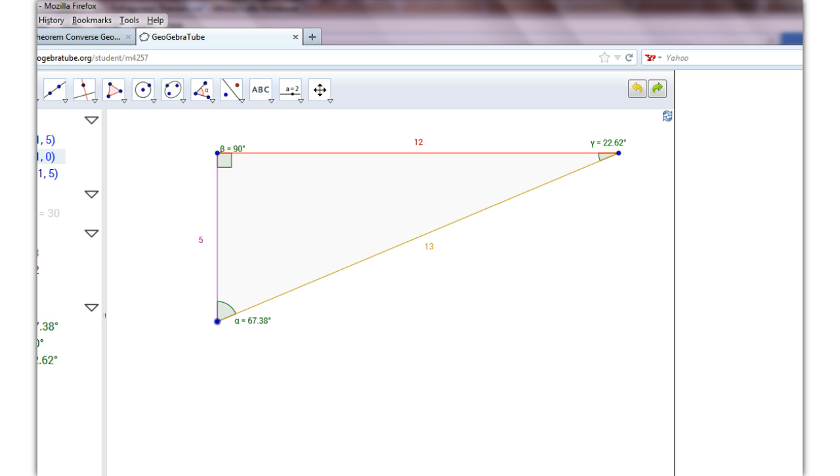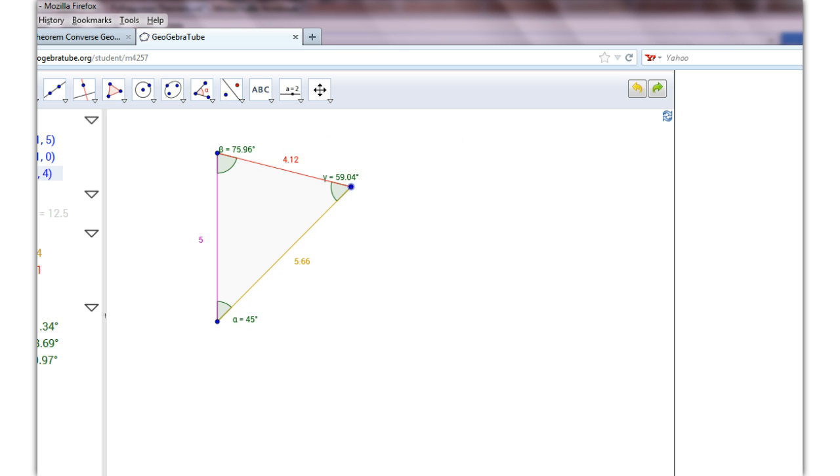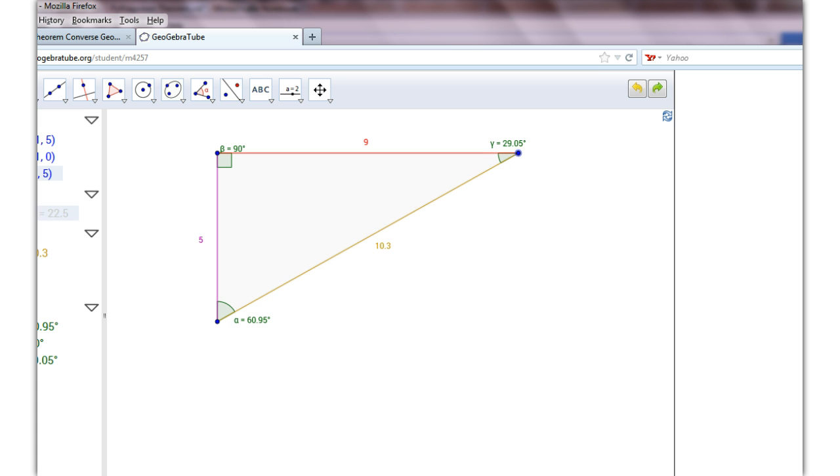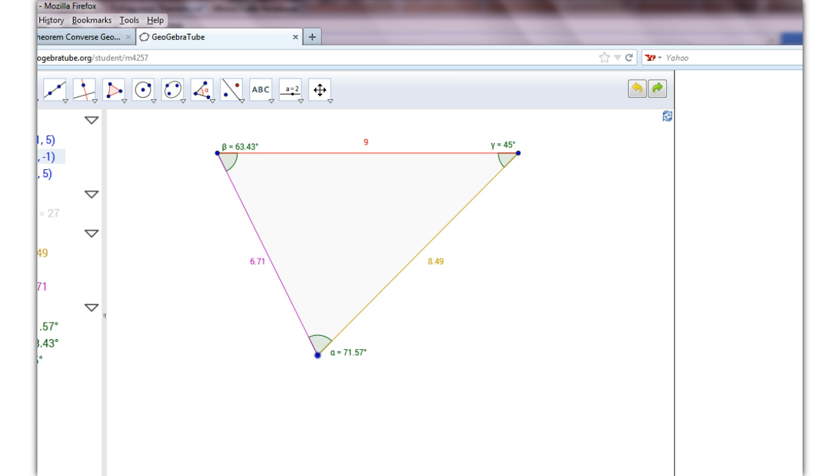5, 12, 13 is a right triangle. But 5, 11, and 12.08 is also a right triangle. So if we change this, we're getting a bunch of different right triangles. 3, 5, 7.07. These are all values that would work. 5, 7, and 8.6. 5, 9, and 10.3. So when you change certain things and certain arrangements, we'll get different ones that don't create right triangles or do create right triangles.